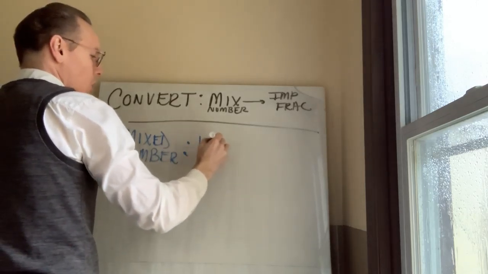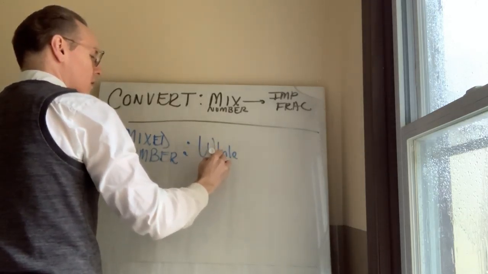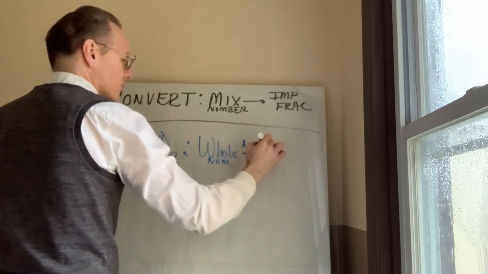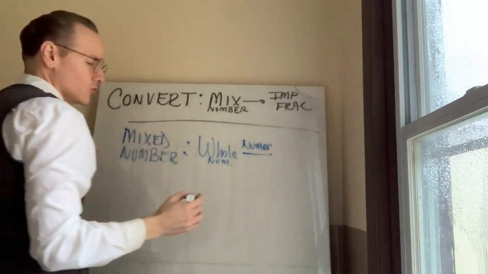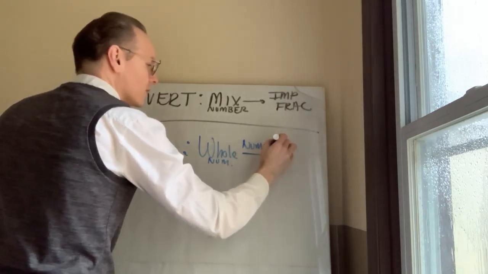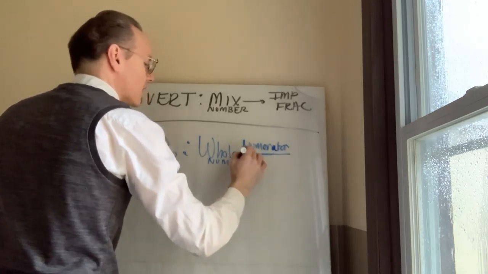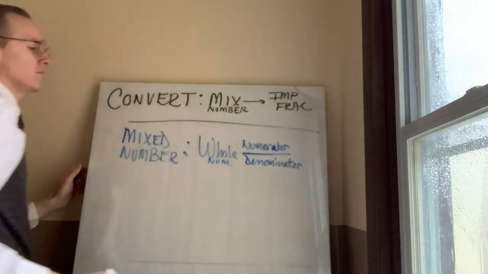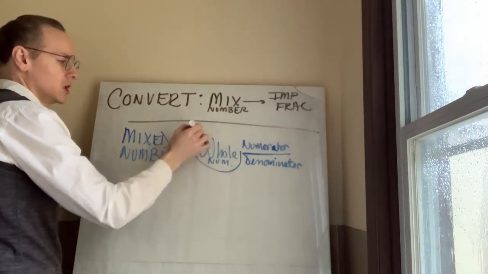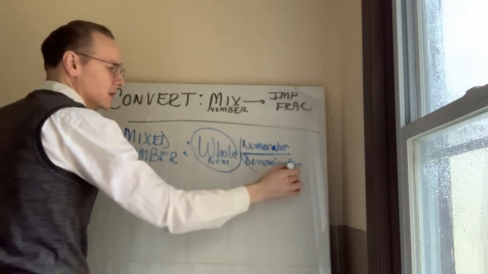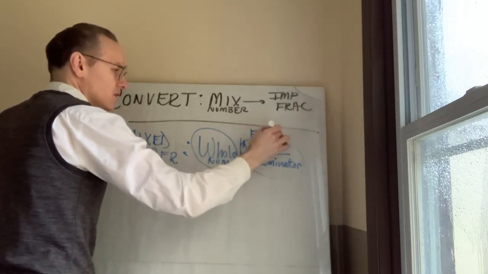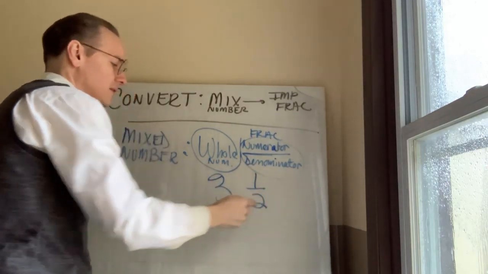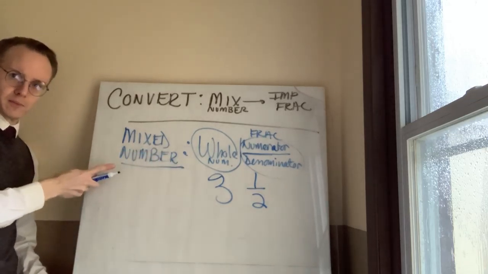A mixed number has a whole number, and then a fraction next to it. A numerator sitting on top of a denominator. So one very large number sitting here, and then a fraction sitting adjacent to it. For example, 3 and 1/2 is an example of a mixed number.